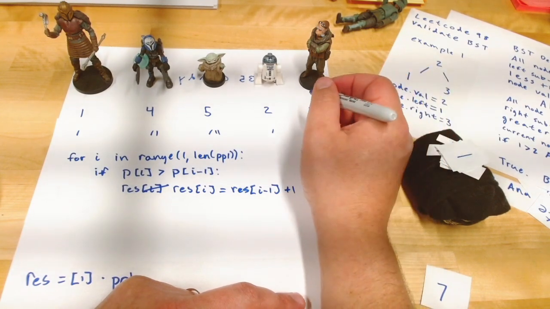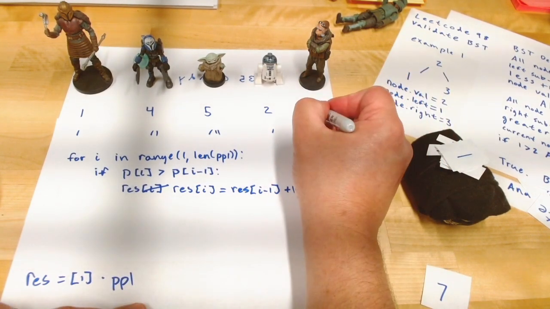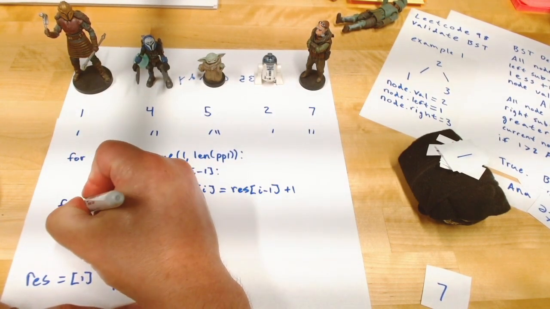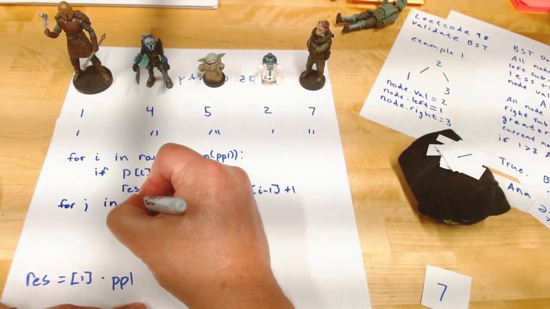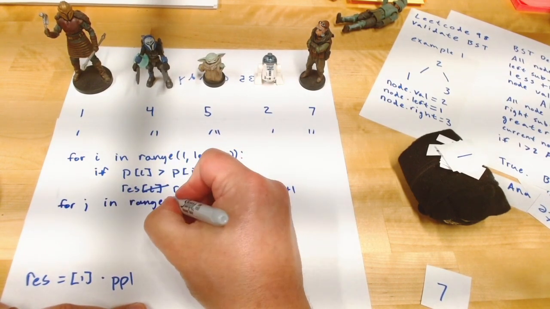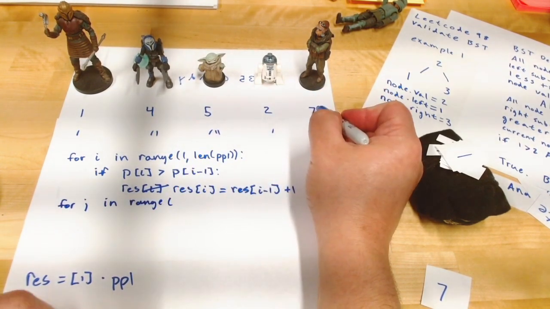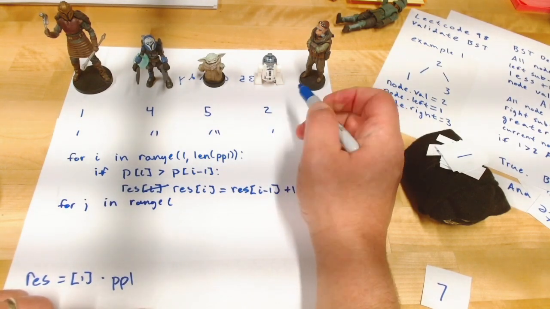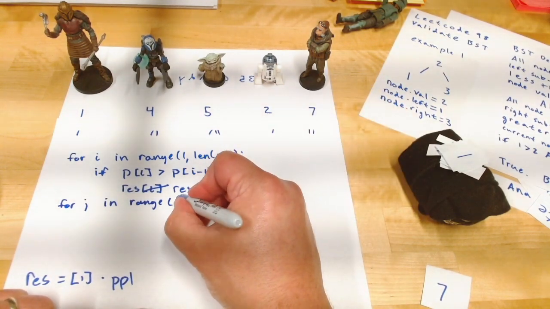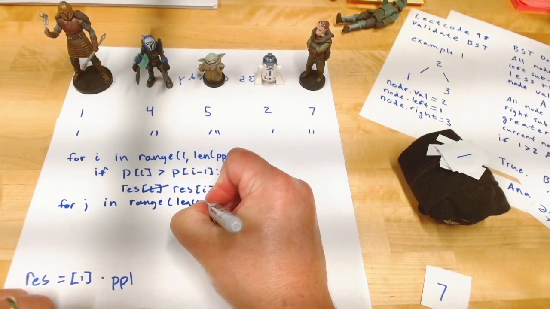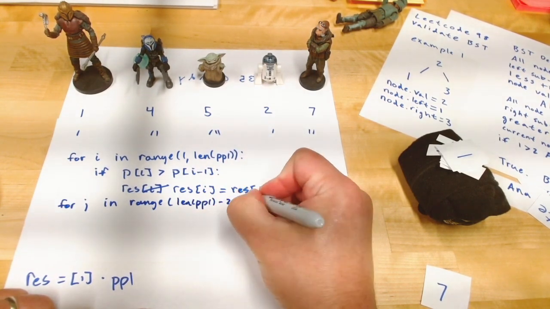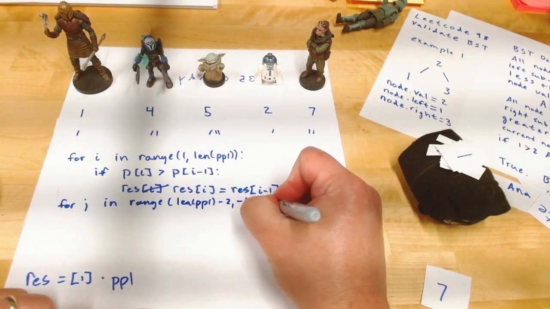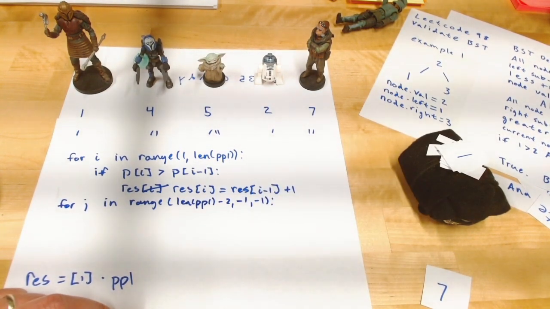Now we're going to go from the end to the beginning. So this is our second pass. For j in range, we want to start not at the final element, which would be the length of people minus 1, but the next one. So we are starting at the length of people minus 2, and then to iterate backwards in Python, just minus 1, minus 1. And so we're checking the same thing.